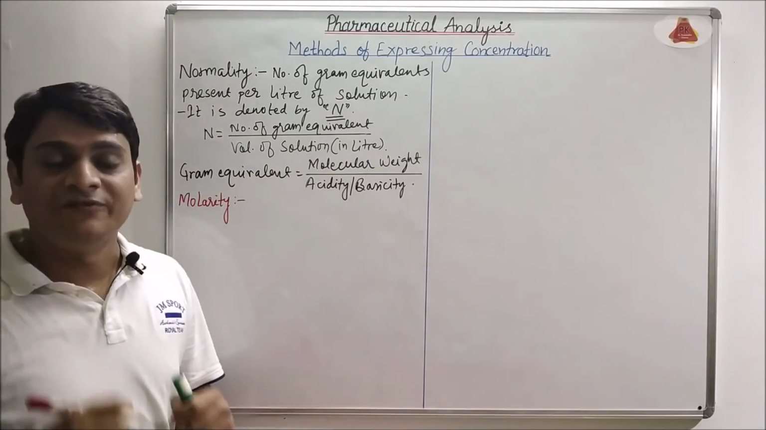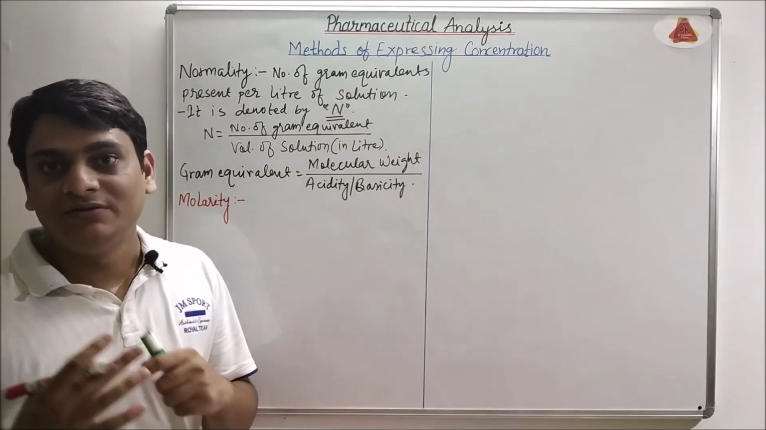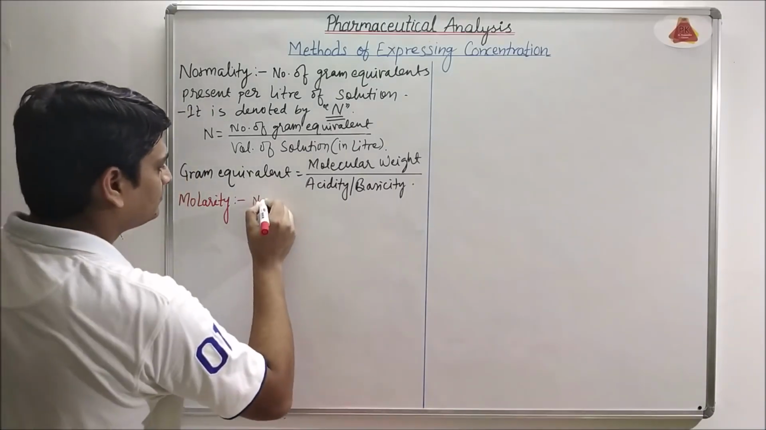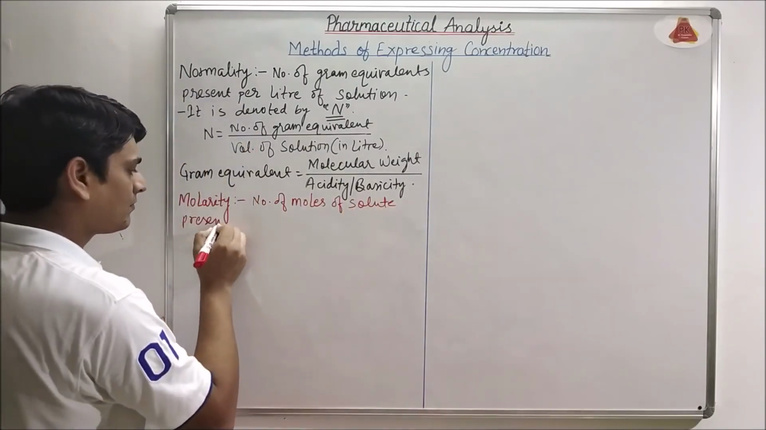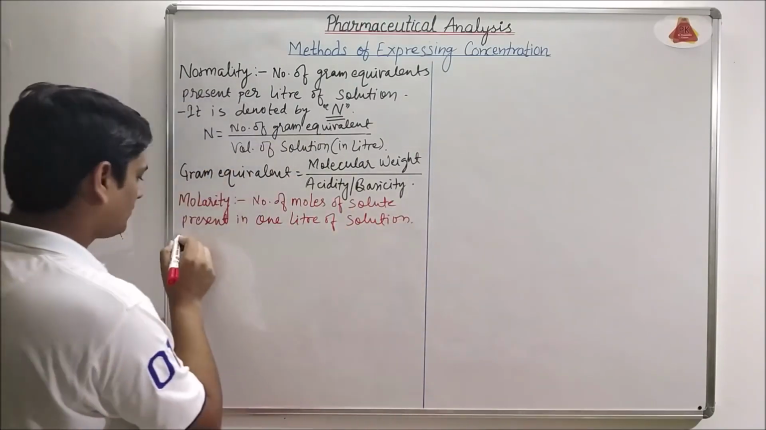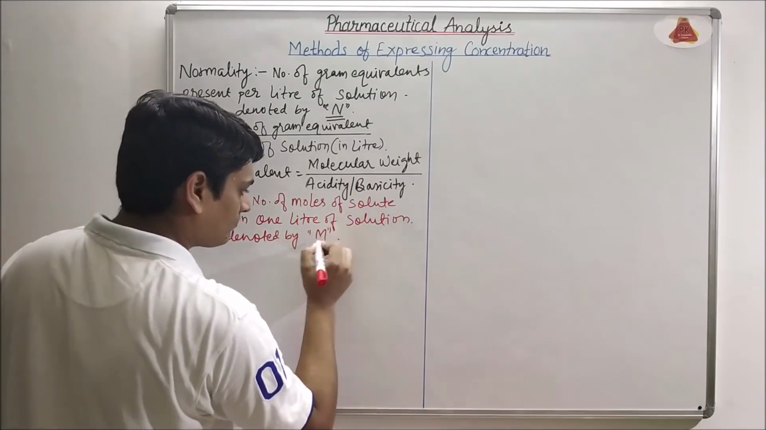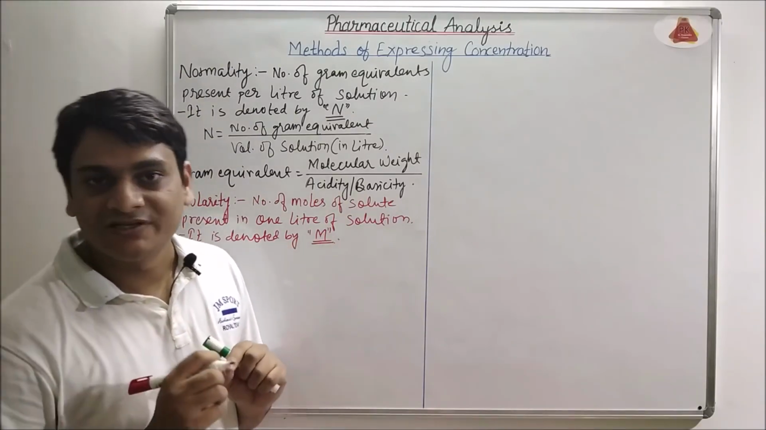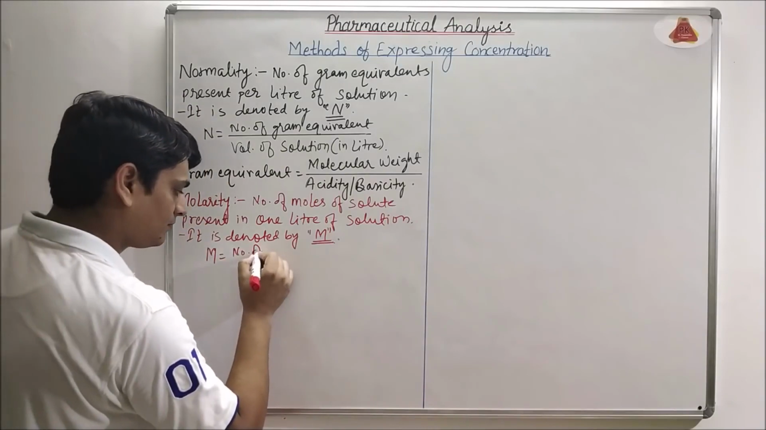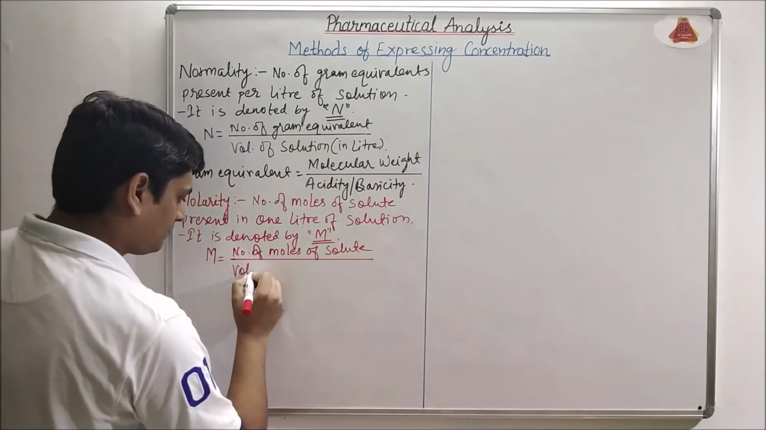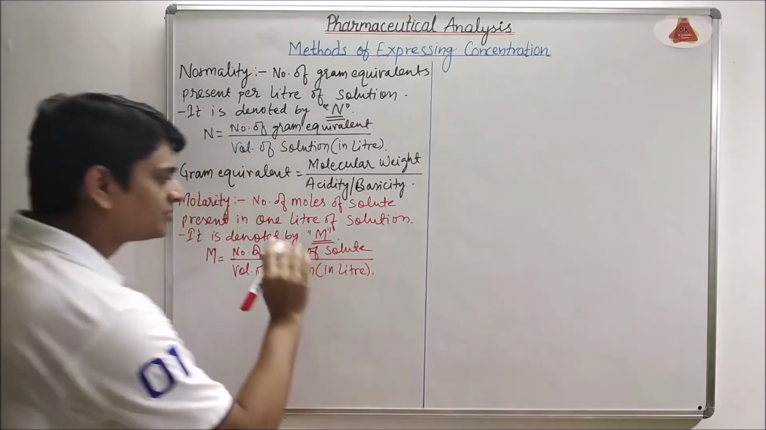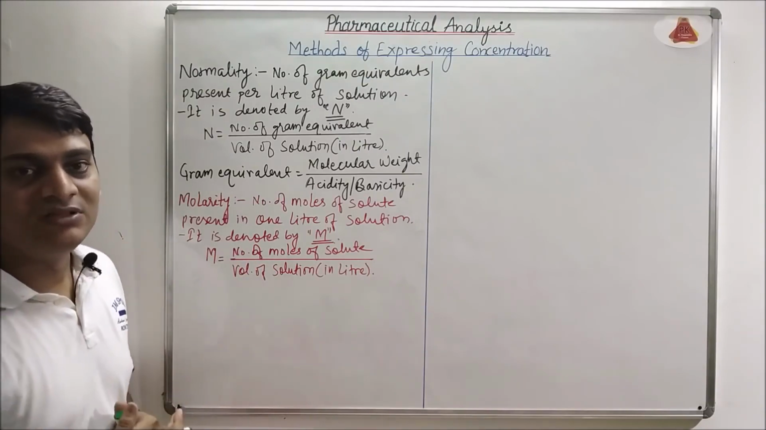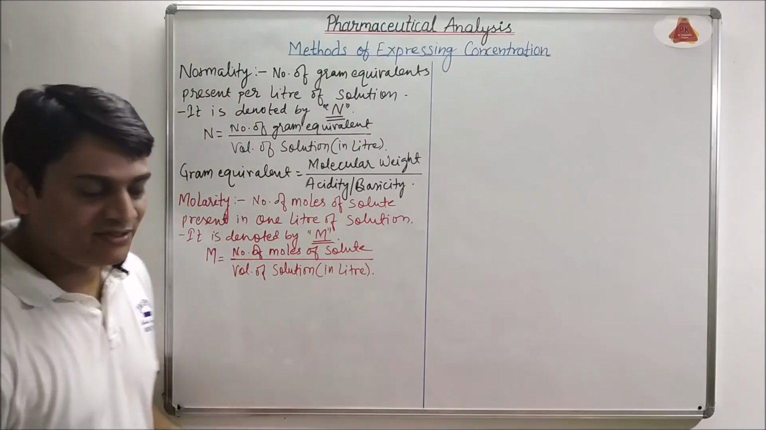So molarity is defined as the number of moles of solute dissolved in 1 liter of solution, and it is denoted by capital M. The formula for molarity will be number of moles of solute divided by volume of solution in liter. So this is the definition and the formula for molarity. Now coming to the next one, that is molal concentration or molality.